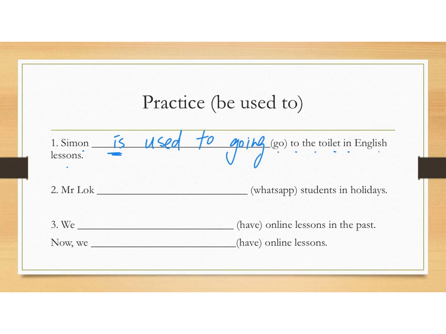Number 2. Mr. Locke WhatsApp students in holiday。佢想講 Mr. Locke 已經習慣咗喺假期 WhatsApp 學生。我哋用 is used to WhatsApp 要變做 WhatsApping，將佢變做 gerund。好啦，呢度係用咗 is，因為 Mr. Locke 係 third person singular 第三身單數。Number 3. We have online lessons in the past. Now we have online lessons.